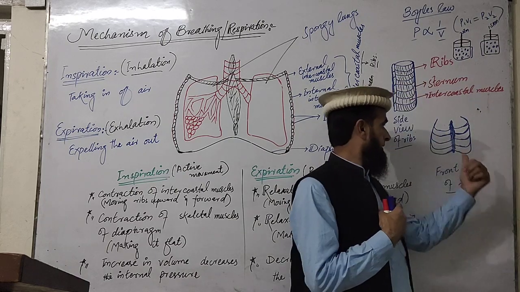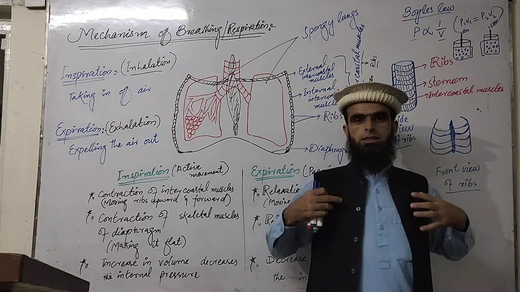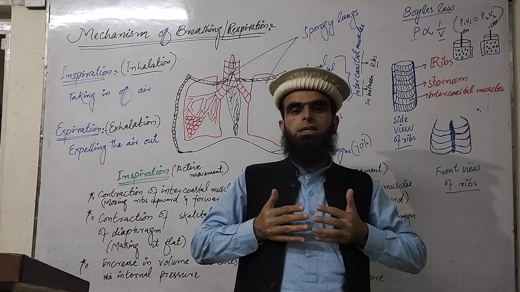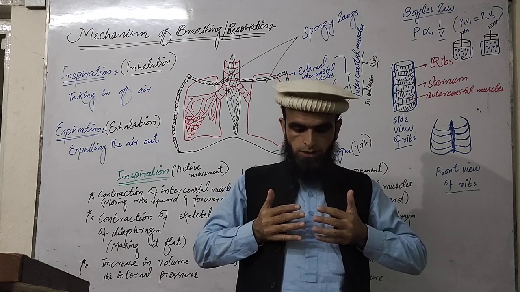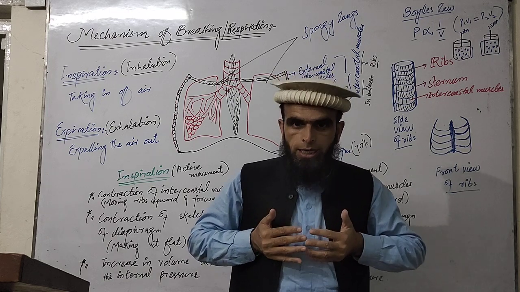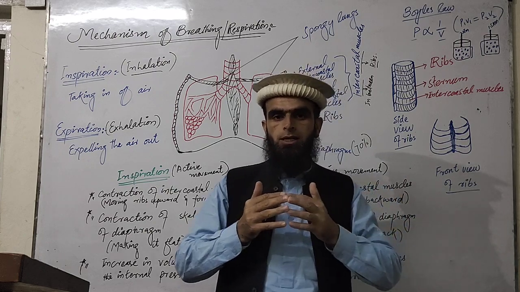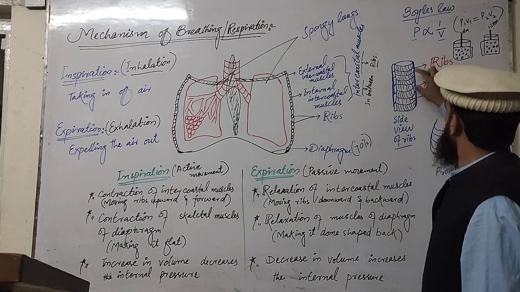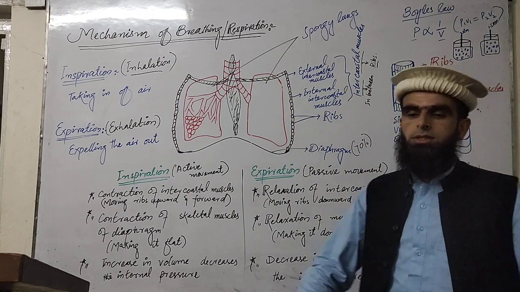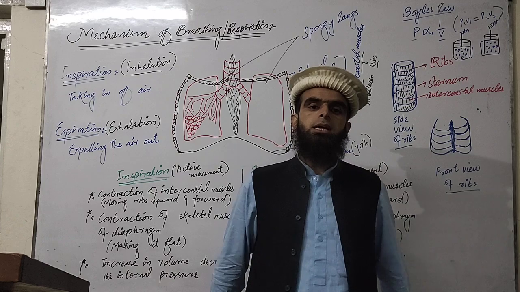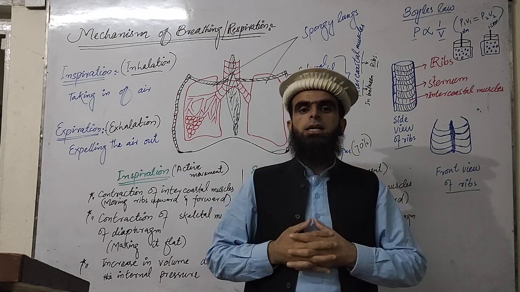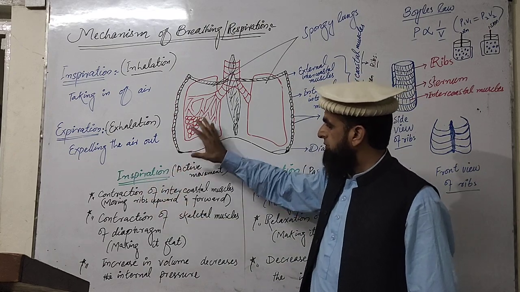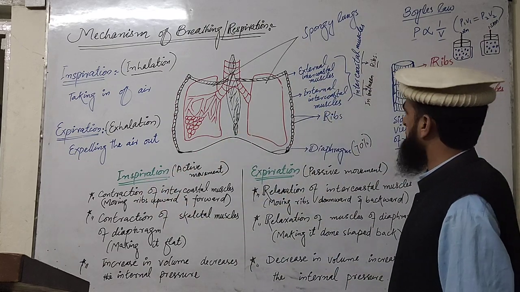In the center, there's a sternum, and on the sides, the ribs are there. So these are the ribs that come here and they meet the sternum in front. So this is the front view. We will talk about that, but before that we have to talk about the phenomena that are involved in the elevation or increase or decrease of the volume inside the thoracic cavity.